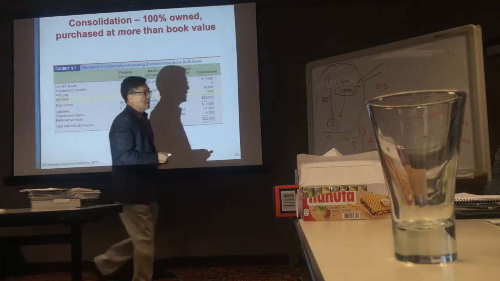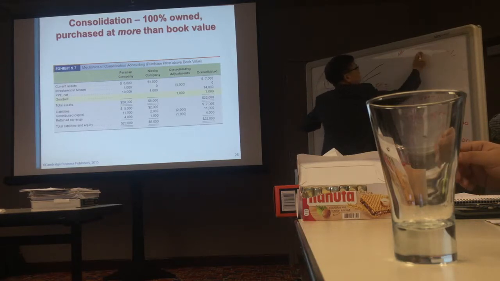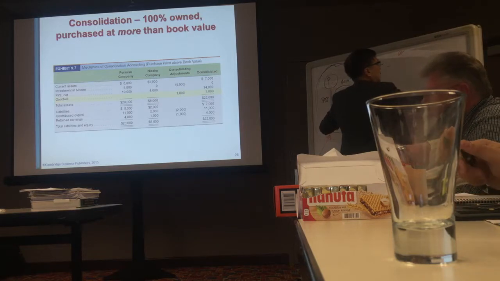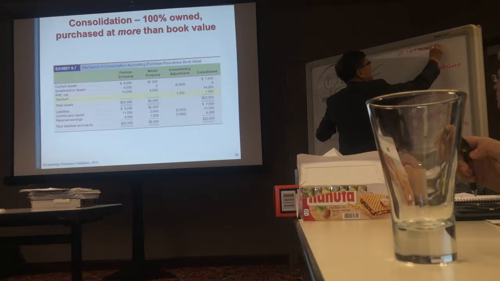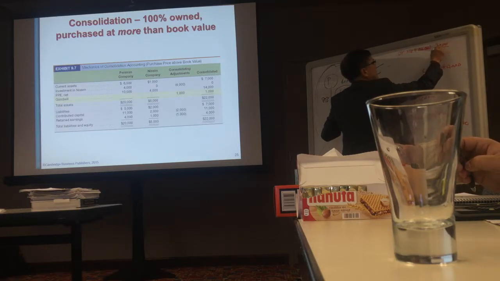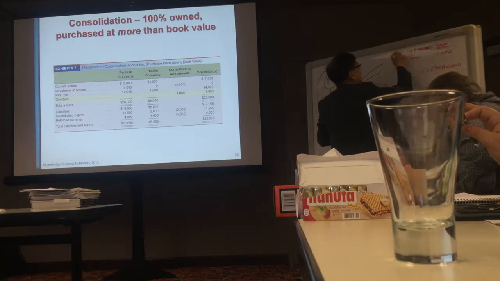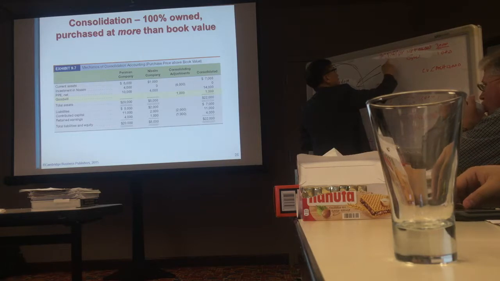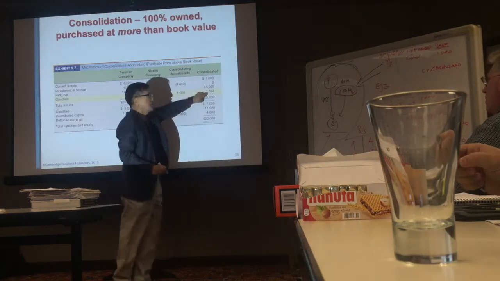So the journal entry would be here. The original journal entry would be when you, let's say, pay cash 4,000. The net asset you are acquiring is what? 3,000. That's the total value you are acquiring. So goodwill will be 1,000. This is not the eliminating journal entry. This is the original journal entry. You pay 1,000 extra, and that will go here.